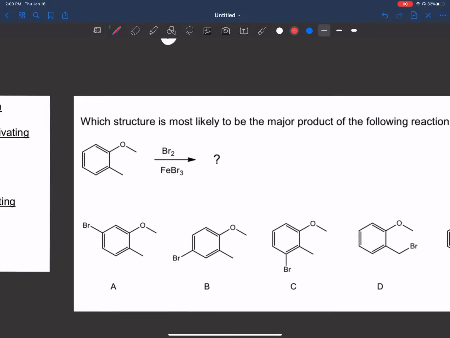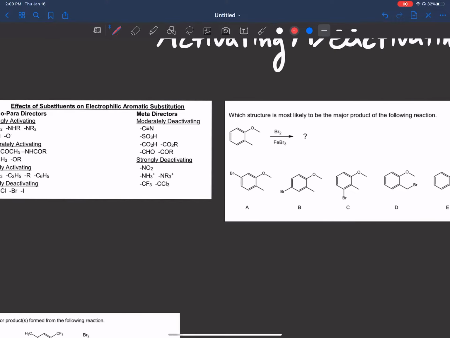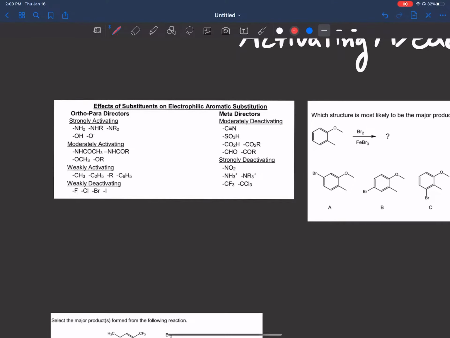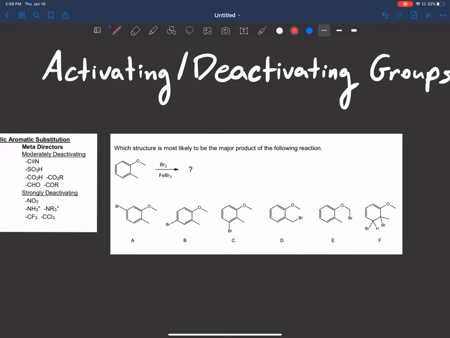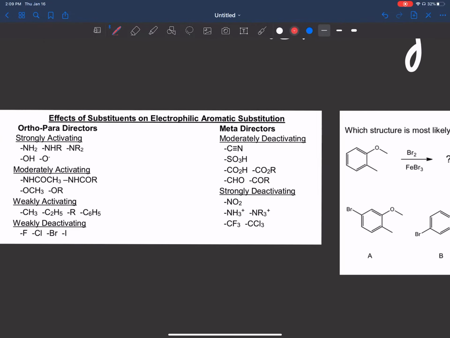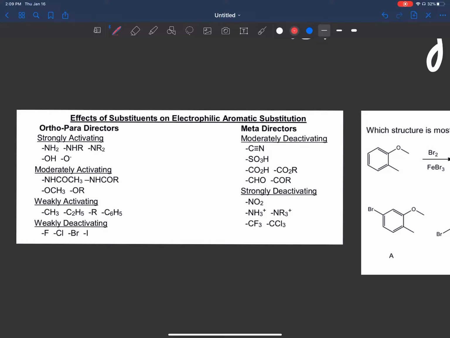So the way we do it is you pick the stronger activating group. The group that is more strongly activating is going to be the group that directs the most. That's going to be your directing group. That's the group you want to examine. So between the ether and our methyl, ether is going to be more activating, so we're going to go with this guy. He's going to be the one that we look at.